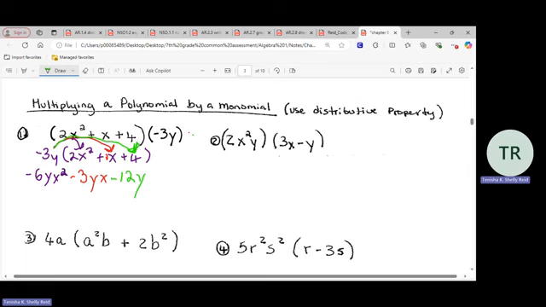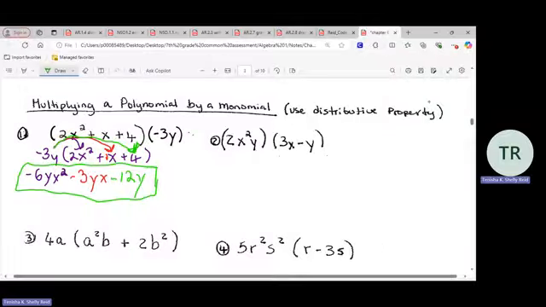Is this in standard form? Well, the degree here is going to be 3. This is 2, and this is 1. So yes, this is in standard form. I am done. I always want to make sure my answers are in standard form when I am finished. Let's look at number 2.